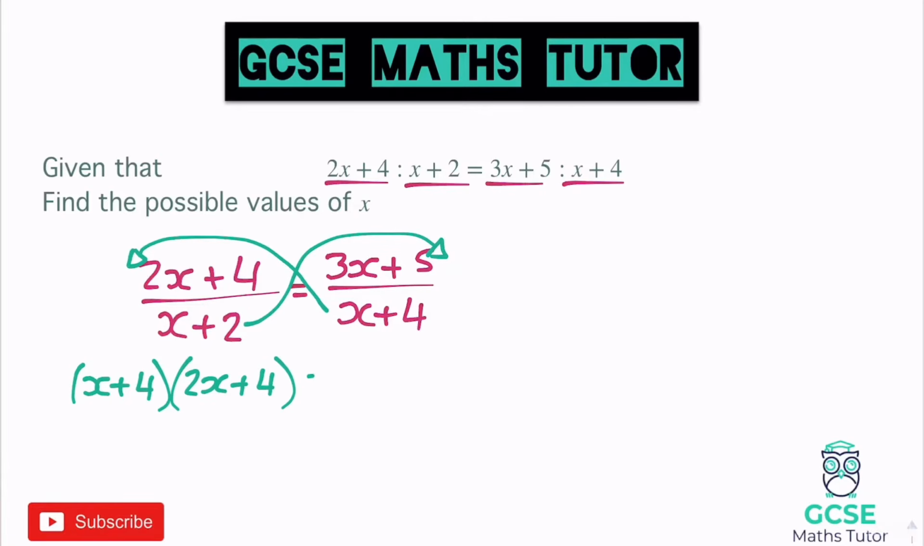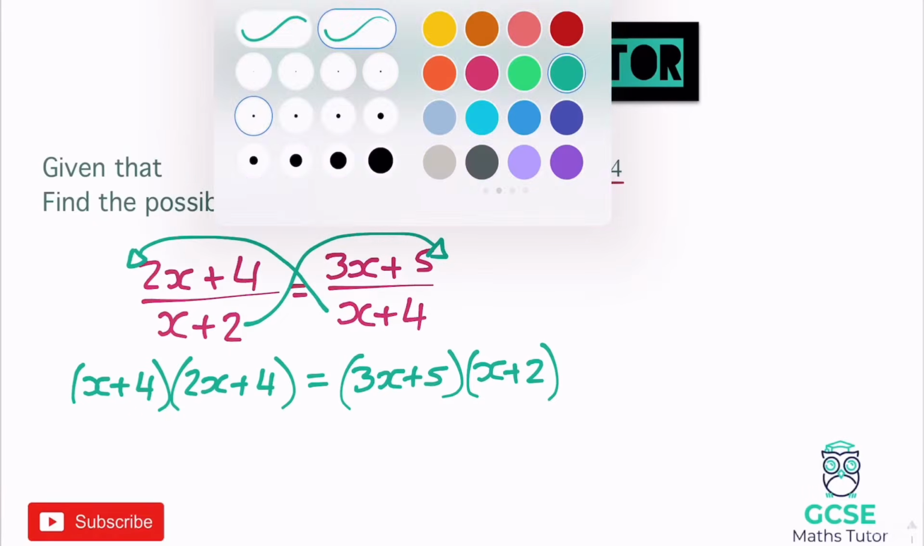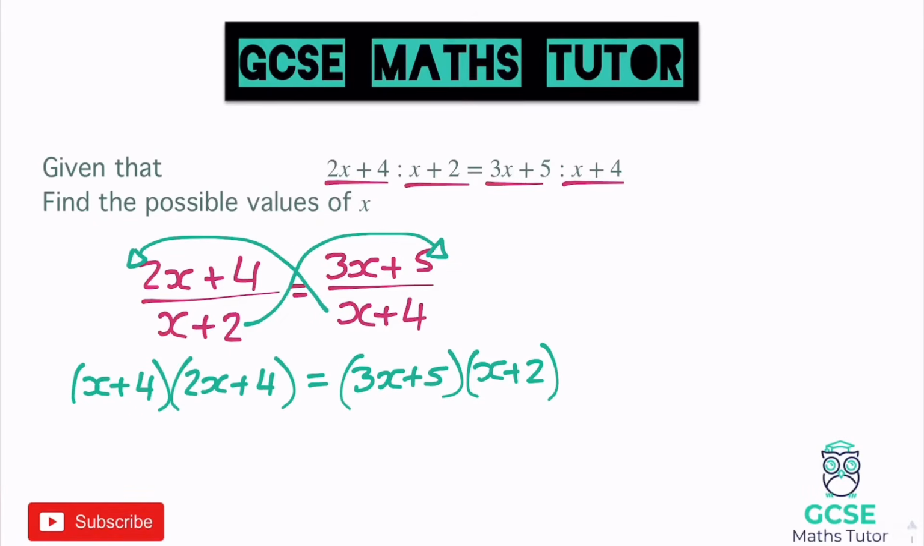And on the right, we've got that equal to the 3x plus 5 getting multiplied by the x plus 2. There we go, and obviously it doesn't matter what order I've written them in there. I've just opted to put them where I drew the arrows, to make it look a bit neater, but they could go in either order. Okay, so now we've got a double bracket on each side. We've got double brackets, we need to expand them.